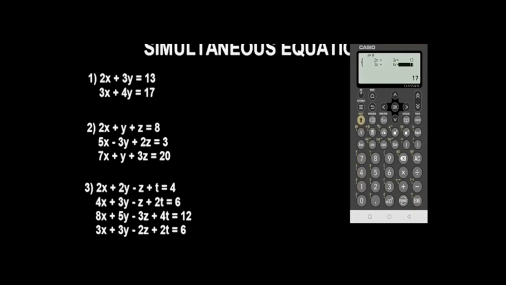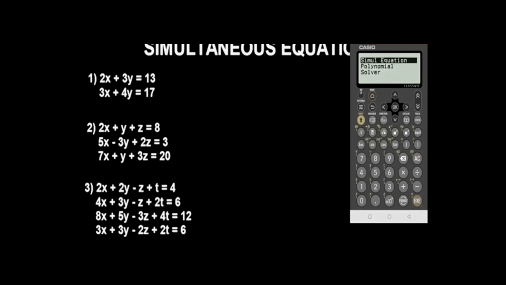Press execute to get the output. So we have x is -1 and y is 5. So it's as simple as this. That's for the first system of equations. Let's go back. Press this home button, press execute, still under equation.